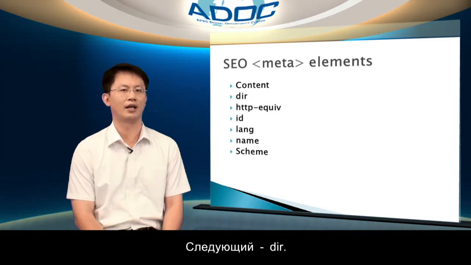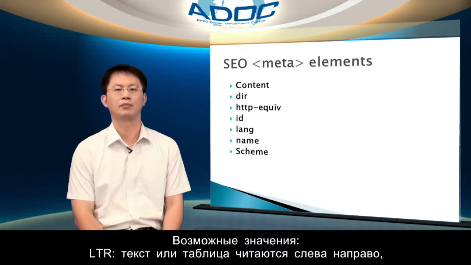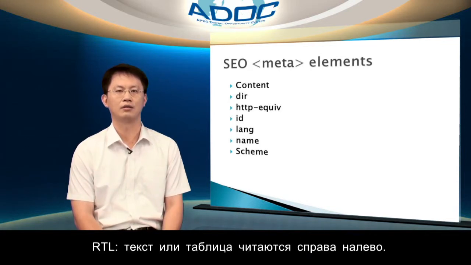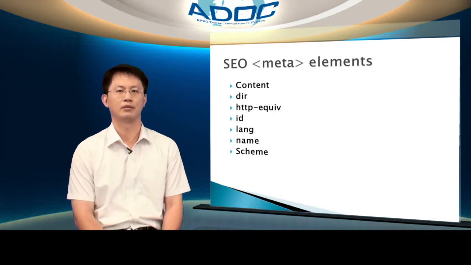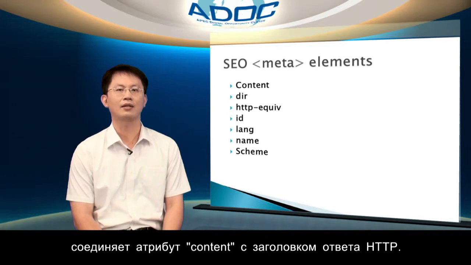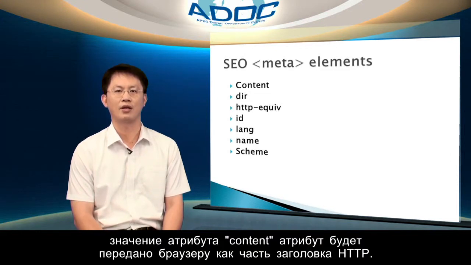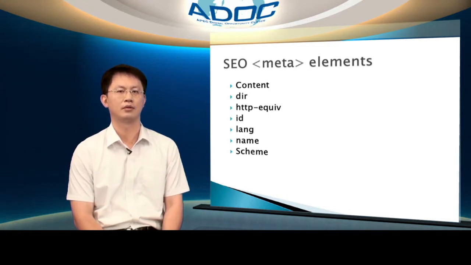The next one is dir. It gives the direction of directionally neutral text, text that doesn't have inherent direction in which you should read it. Possible values: LTR, left-to-right text or table, and RTL, right-to-left text or table. Next, we are going to look at http-equiv. It connects the content attribute to an HTTP header field. If a browser asks for the page, the value of the content attribute will be passed to the browser as part of the HTTP header. The next is ID.